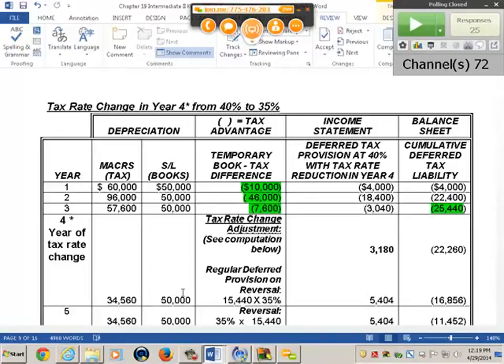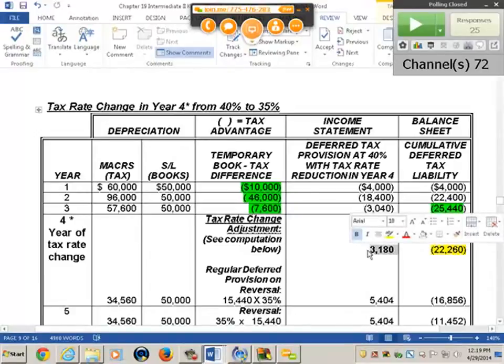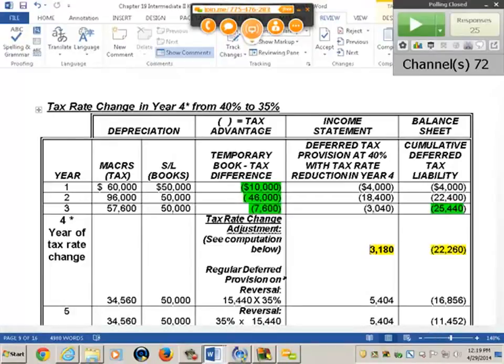The liability should not be on the balance sheet at 25,440. It should be on the balance sheet at 22,260. And the difference is 3180. And that's the adjustment we have to make. We basically need to write the liability down by 3180.